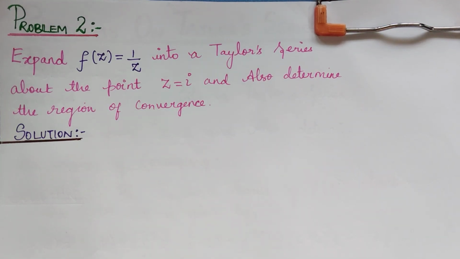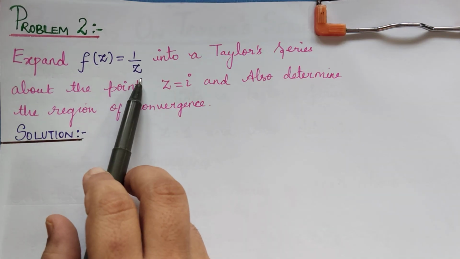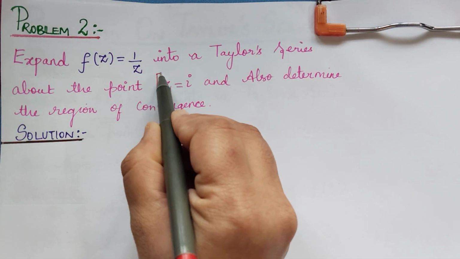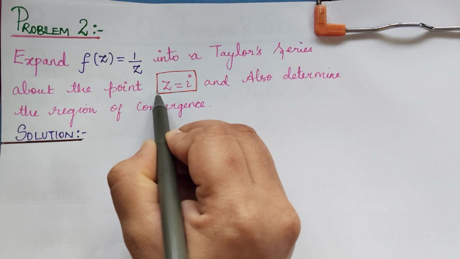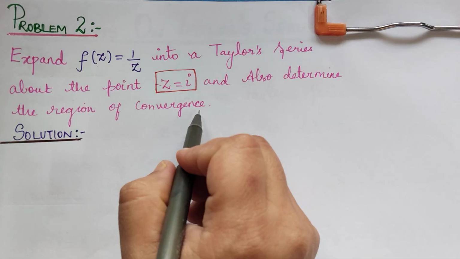Dear students, under the lecture series on complex analysis, here we have the second problem under the topic Taylor series. We have to expand the function f of z equal to 1 by z into a Taylor series about the point z equal to i, and also determine the region of convergence.